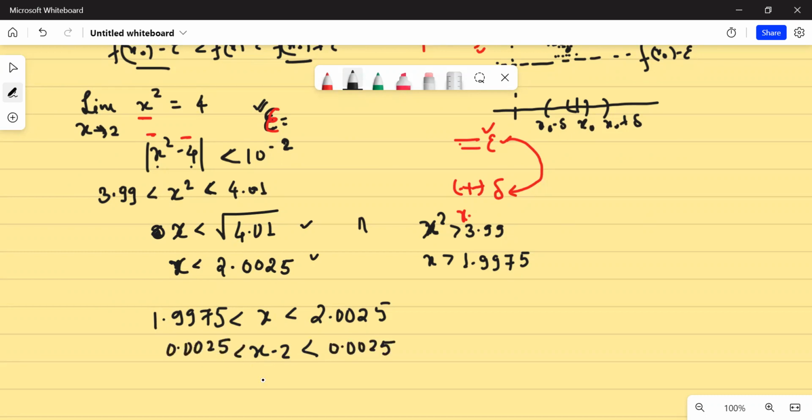Is that clear? What does it mean? It will be negative here. So what does it mean? Your |x minus 2| can be made less than 0.0025. Is that clear? Yes, sir. So you have given me an epsilon.